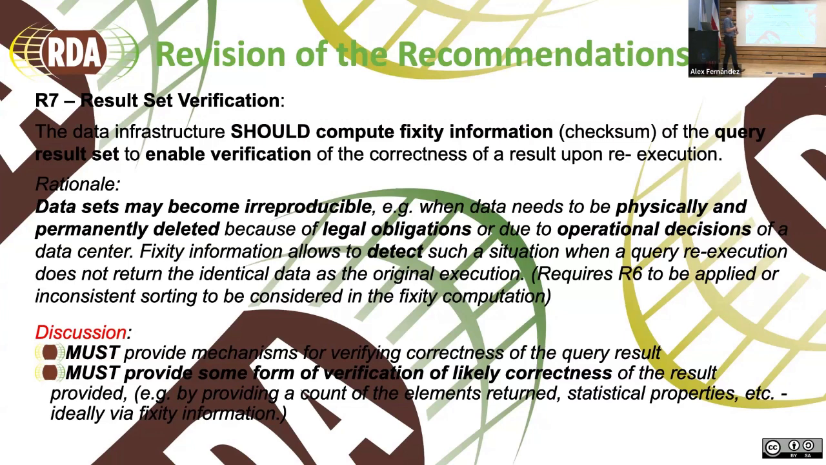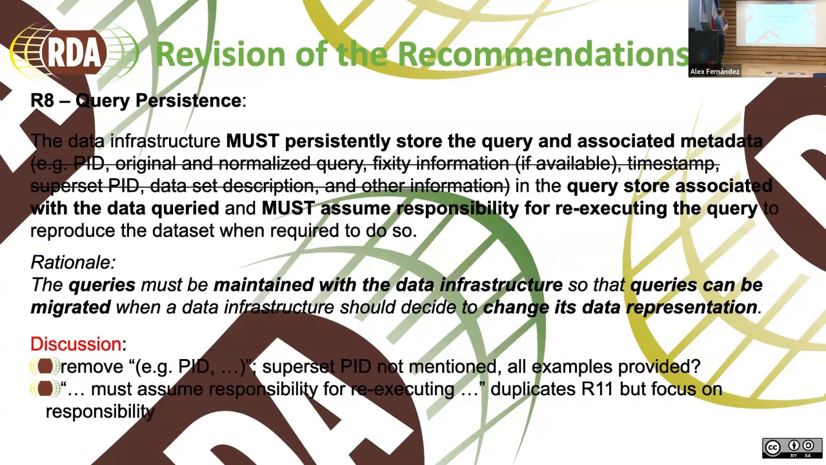So we'll put that basically in the rationale in a bit more precise detail. Good. Next slide, please. Query preciseness. The data infrastructure must persistently store the query and associated metadata in the query store associated with the data query and must assume responsibility for re-executing the query to reproduce the data set when required to do so.